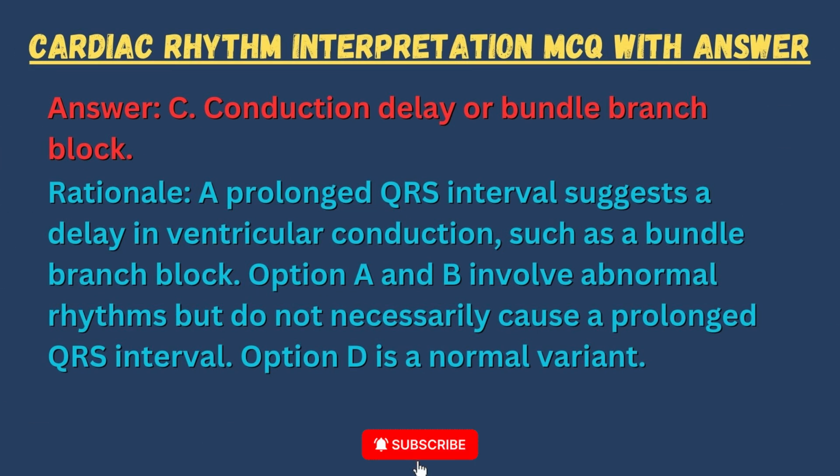Answer. C. Conduction delay or bundle branch block. Rationale. A prolonged QRS interval suggests a delay in ventricular conduction, such as a bundle branch block. Options A and B involve abnormal rhythms, but do not necessarily cause a prolonged QRS interval. Option D is a normal variant.